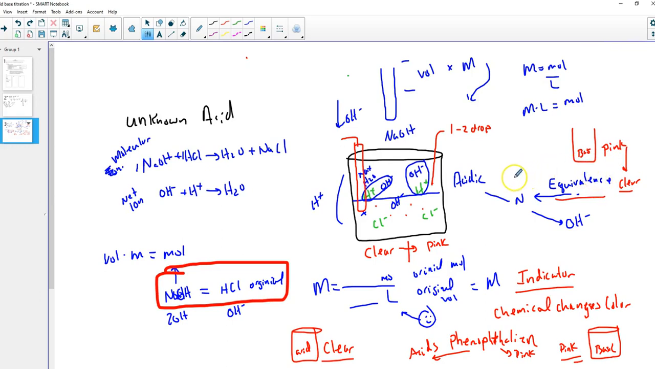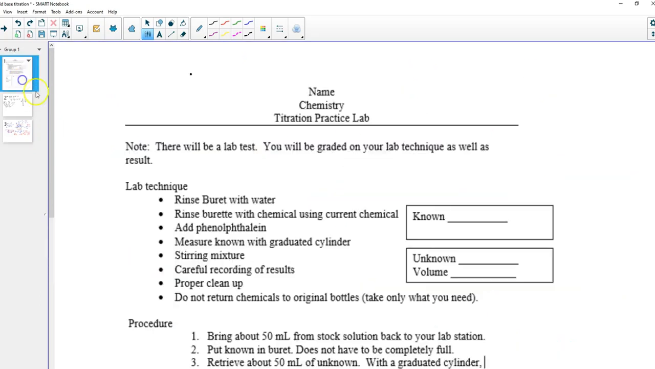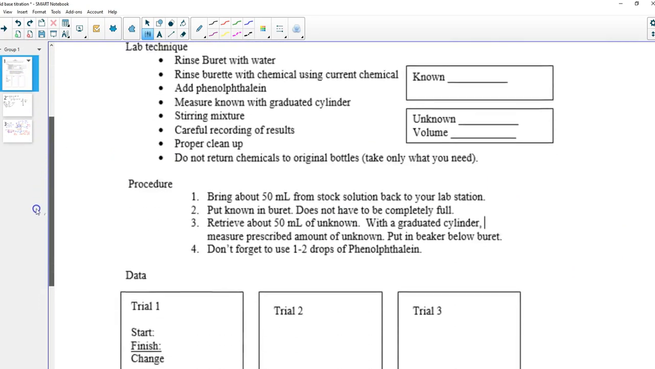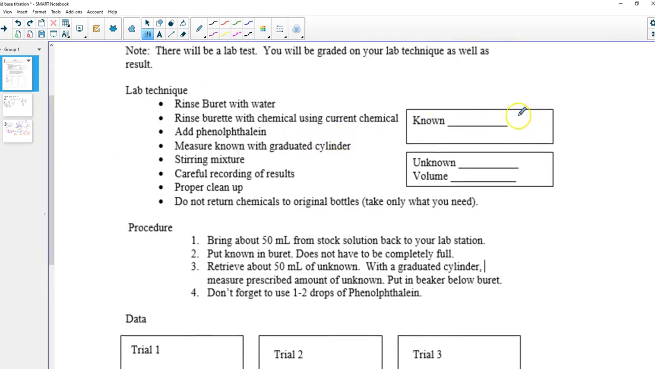Let's take a quick moment and just peruse the math a little bit. On this sheet here, what do we need to know? Volume of known, and also the concentration of known. So before we start the lab, there's going to be a known solution. I want to know, is it HCl, and what is its concentration as listed? I need to know that. That's what I'm going to put in the burette.